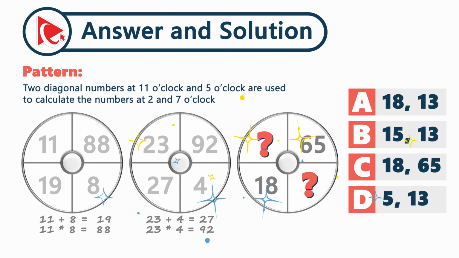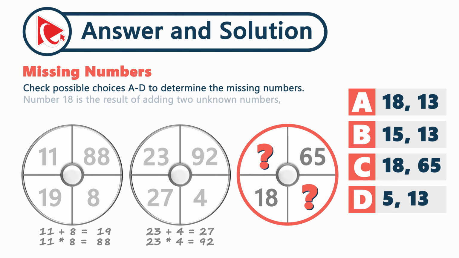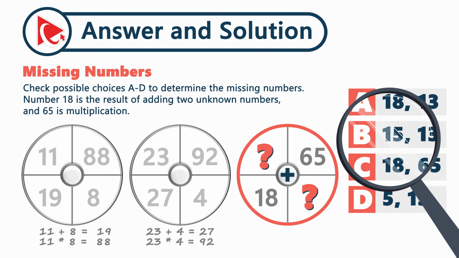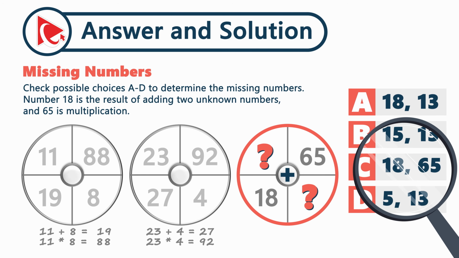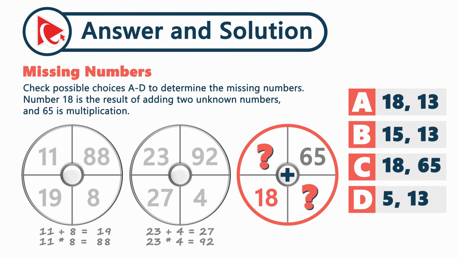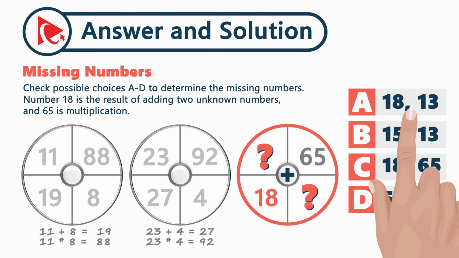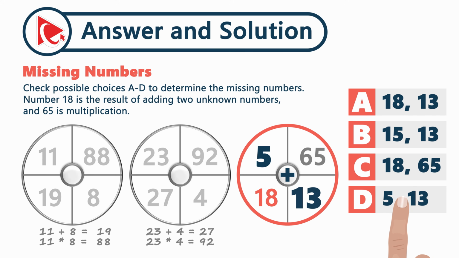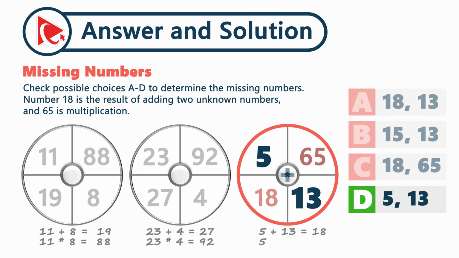And now is the magic time to calculate the missing number. Since you're smart, you probably will do the calculations which involve additions. Out of 4 possible choices, we need to find the combination that adds to 18. Why 18? Because 18 is the number at 7 o'clock, which is calculated through addition. And the only combination that matches this is 5 and 13. So the correct answer here is choice D, 5 and 13. 5 plus 13 equals 18, and 5 multiplied by 13 equals 65.